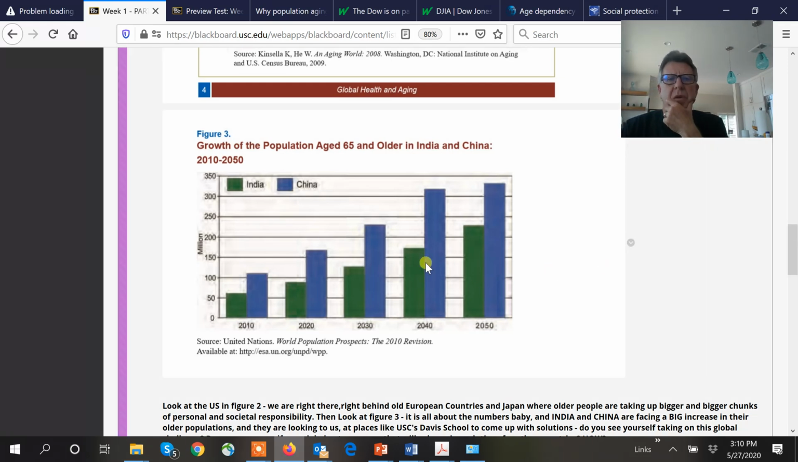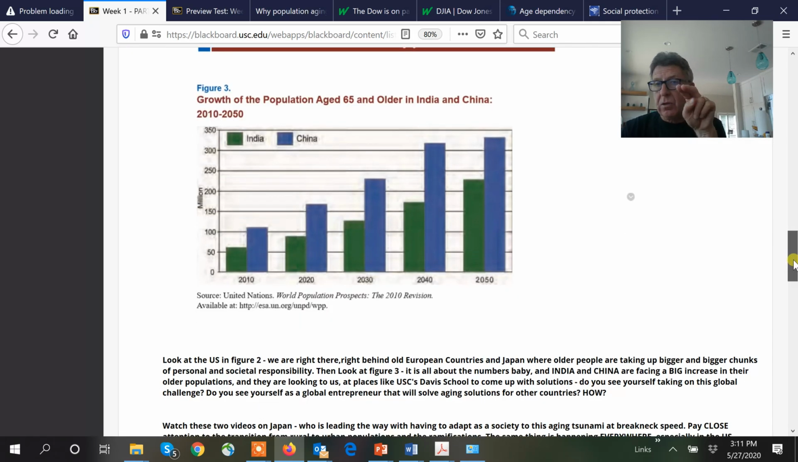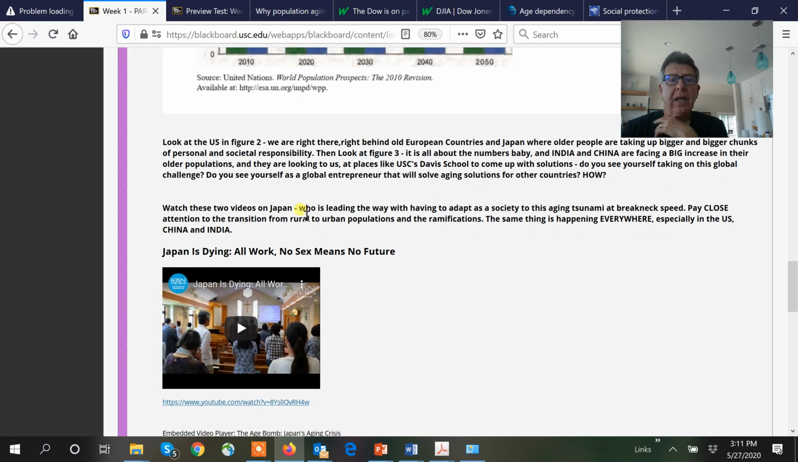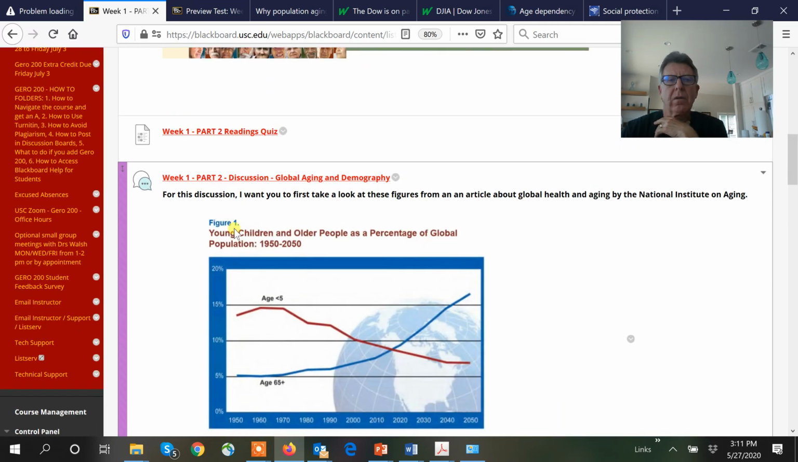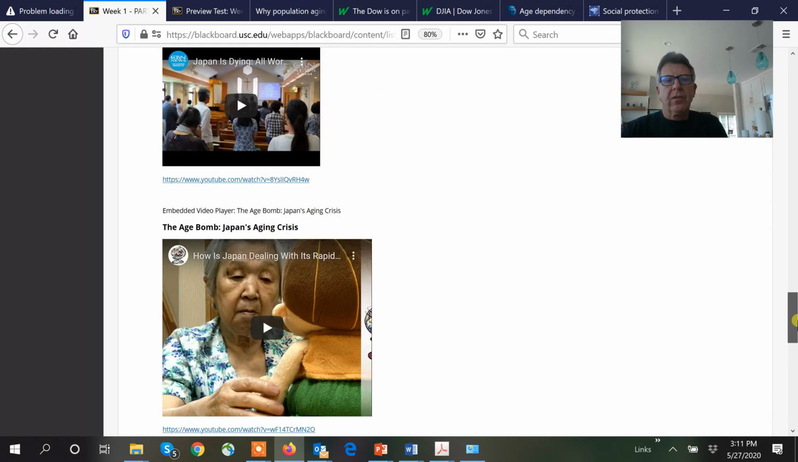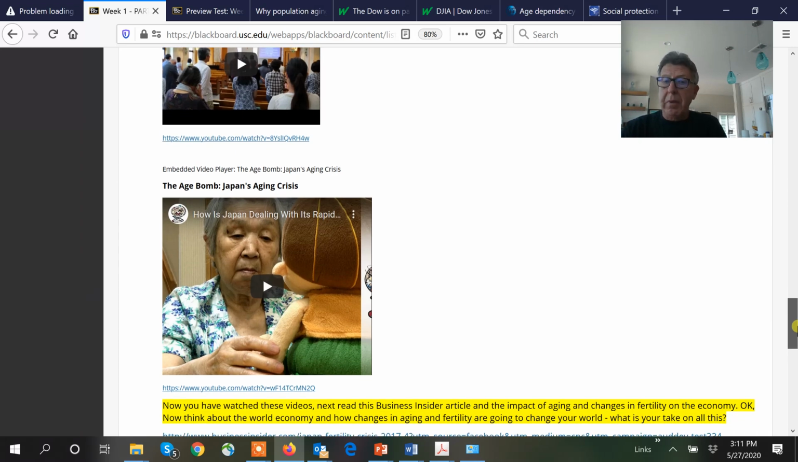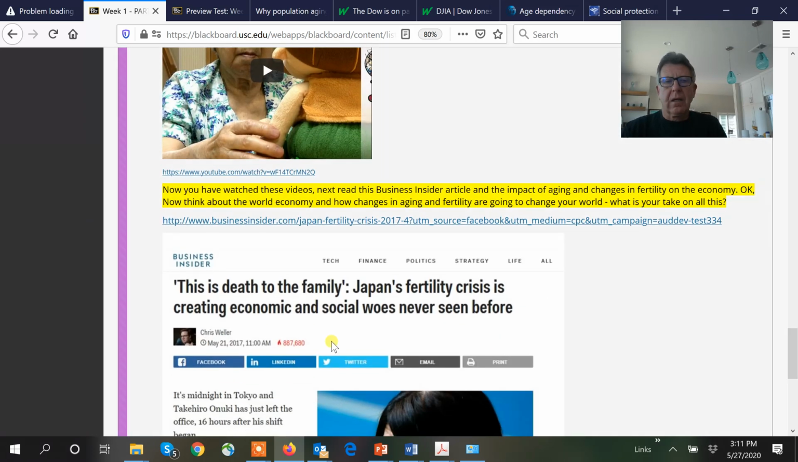This is the growth in population that we see in India and China, people over the age of 65, and you see how rapidly this is happening. These are global issues coming to you guys for answers. Then I want you to deal with my prompts right here, and this also tells you what I wanted you to do up here. Then I want you to do a quick analysis by looking at these videos, watching Japan go through the issues, and then this one right here, on the economic crisis that's created by the decline in fertility.